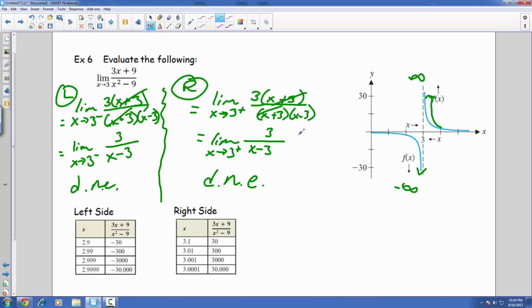So as a result, the limit as x approaches 3, just in general, not specifying left or right, of our function 3x plus 9 all over x squared minus 9, just simply won't exist.